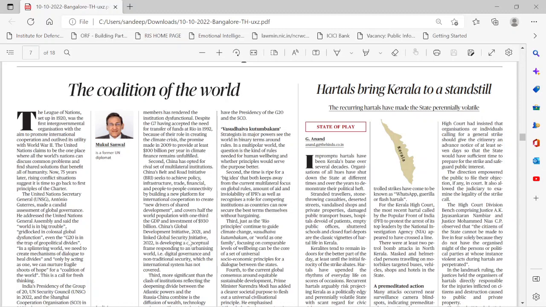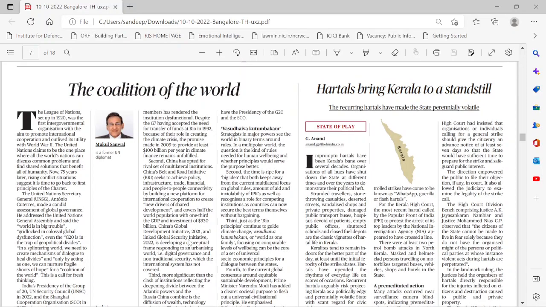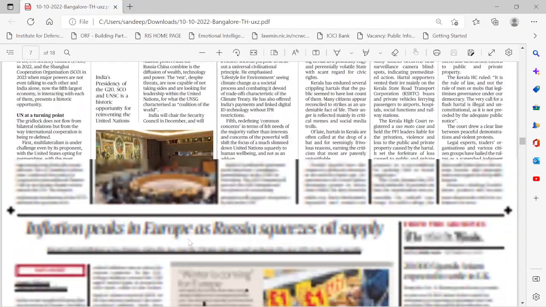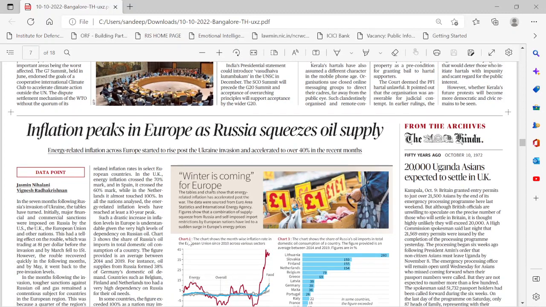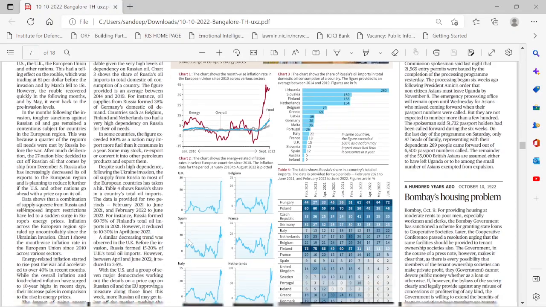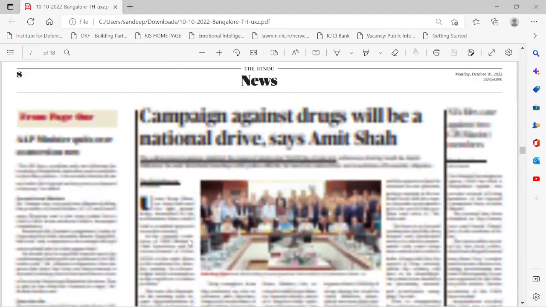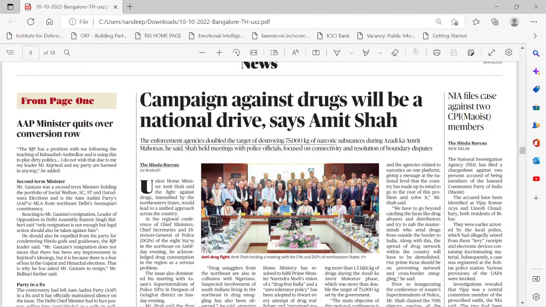Now, guys, next paragraph. Sorry, next issue. Hartals bring Kerala to a standstill, not required. Inflation peaks in Europe as Russia squeezes oil supply. See, guys, if oil supply is stopped, prices of oil increase and everything else increases. Moreover, winter is coming, demand is increasing, and it has led to increased inflation, is what they are trying to argue.